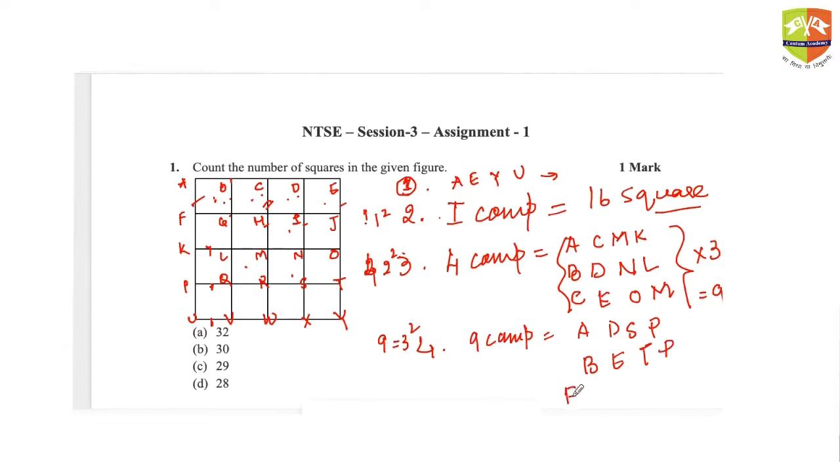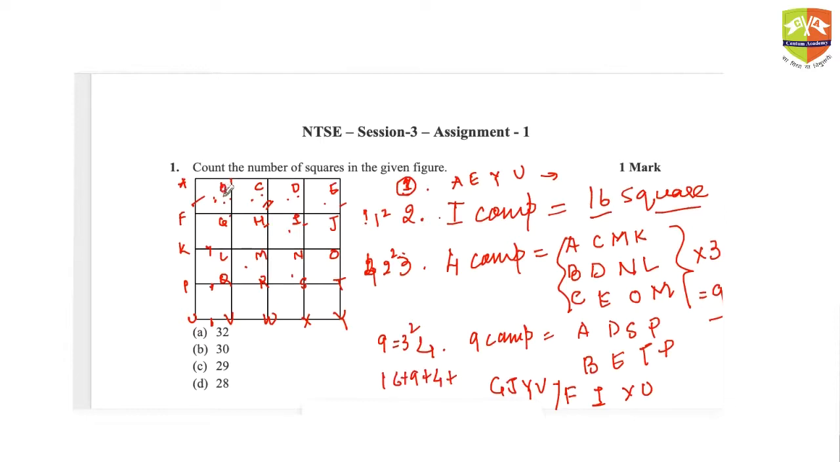So you will have F, I, X, U. And the fourth one I'm writing here, it would be G, J, Y, V. So four here. So 16 here, 9 here, 4 here. So 16 plus 9 plus 4.